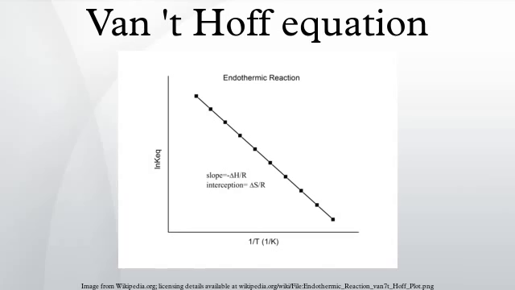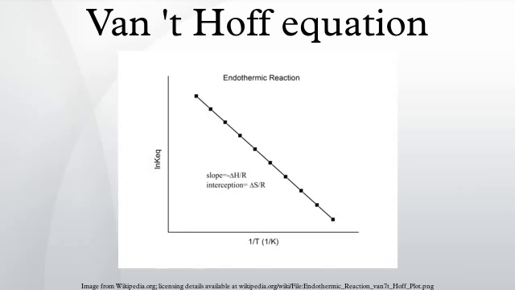To obtain the integrated equation, it is convenient to first rewrite the Van 't Hoff equation as a definite integral between temperatures T1 and T2. In this equation, K1 is the equilibrium constant at absolute temperature T1, and K2 is the equilibrium constant at absolute temperature T2.